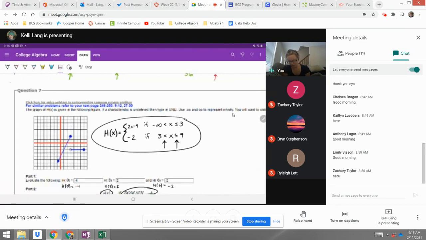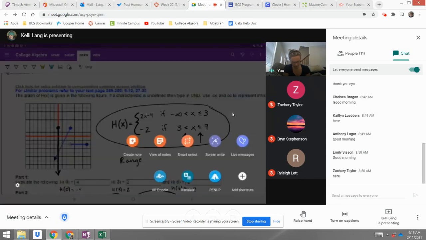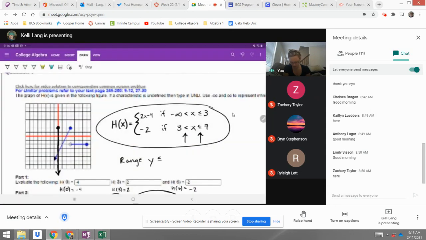If we want to know the range of this formula, we're going to look at all of the possible y values that exist. It looks like the uppermost y value we could possibly get is this here, 2. And then all of these are included in our range, going down and down forever because of this arrow here. So our range is going to be all of the values less than or equal to positive 2. Y is less than or equal to 2.